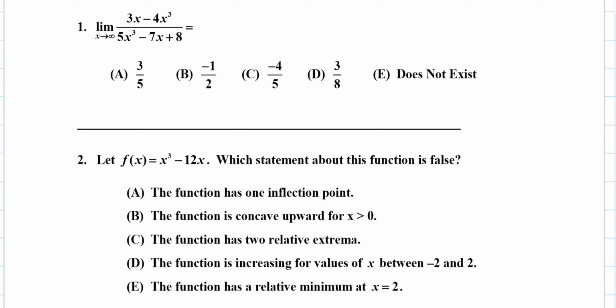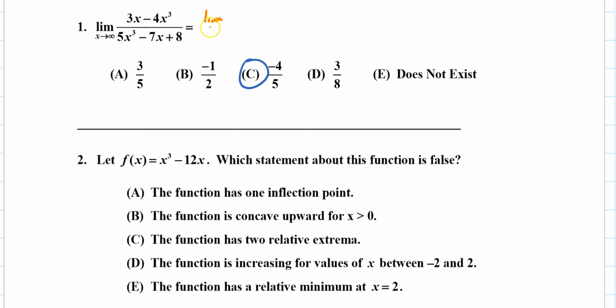Starting with the highest power, which is cubed and cubed, and because the powers are the same, we just divide the lead coefficients, which would be -4/5, so our answer is C. If you forget those rules, though, what we can do to also get that it's C is we can take each term in both the numerator and the denominator, and divide each term by that highest power.